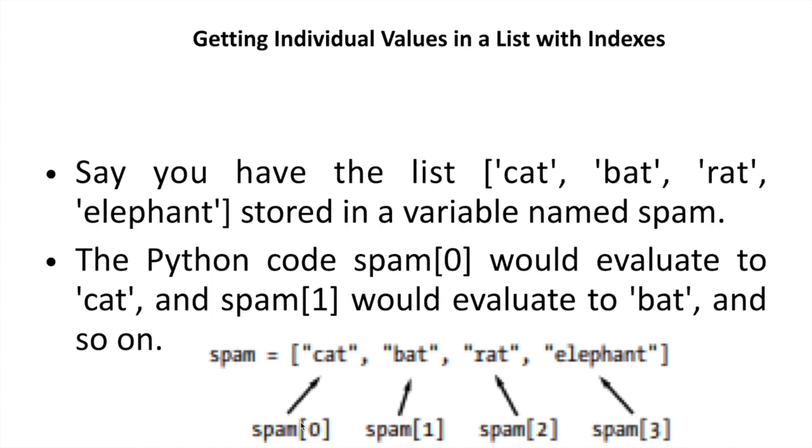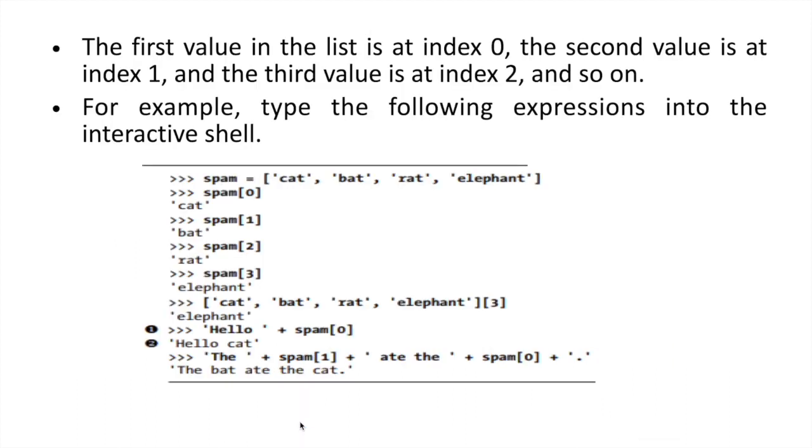Okay, now you can see the first value in the list is at index 0, the second value is at index 1, and the third value is at index 2. If you want to print, you can see here, this is the list, it contains the animals. Spam of 0 means it will print cat because this is the element with index 0. Next, if you print spam of 1, it will print bat. If you print spam of 3, it will print elephant, right? Like that.